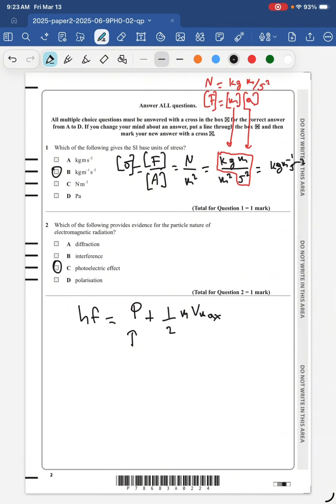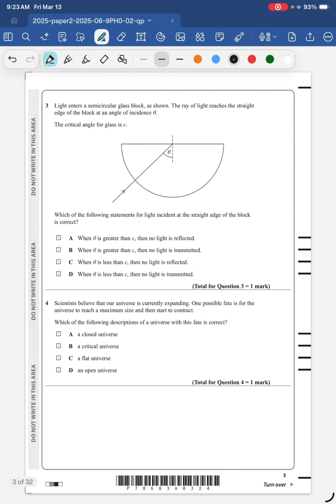Okay, so moving on, question 3. Light enters a semicircular glass block as shown. The ray of light reaches the straight edge of the block at an angle of incidence theta. The critical angle for glass is theta. Which of the following statements for light incident at the straight edge of the block is correct?